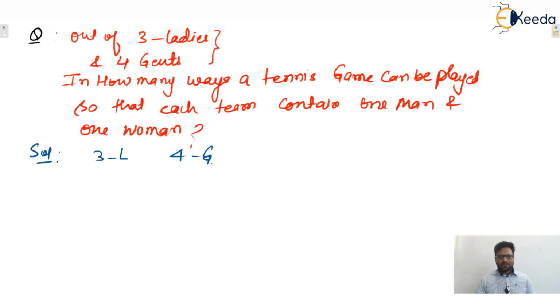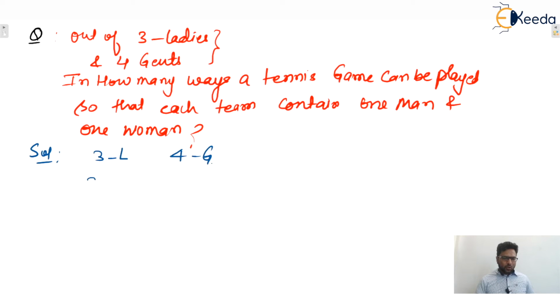Yes or no? So in 2 players, we can say that one must be the man and the second one must be the woman. Yes or no? Now you only tell me, for the entire tennis game 4 persons are required, in which there will be two ladies and two gents.